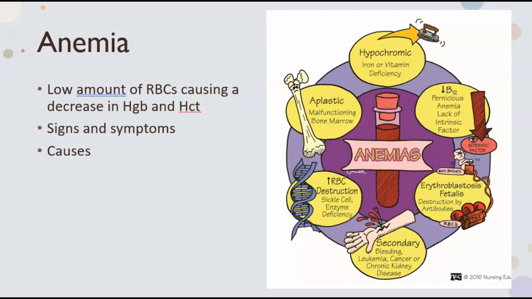For the causes, let's say your patient is anemic because of blood loss. The blood loss can be from hemorrhaging, prolonged menstrual periods, maybe GI bleeding. They can also be anemic from bone marrow depression, because bone marrow produces red blood cells. They can be anemic from hemolysis, which is the destruction of red blood cells. Or they can be anemic from iron deficiency.